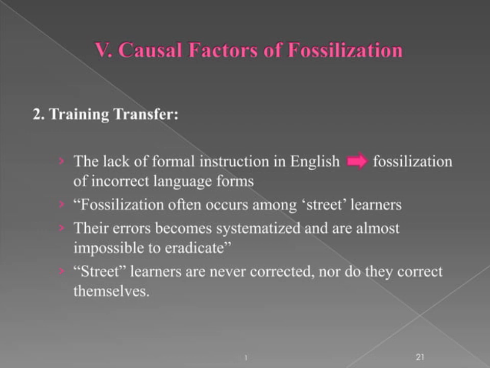We have training transfer: the lack of formal instruction in English leads to fossilization of incorrect language forms. Fossilization often occurs among street learners. Their errors become systematized and are almost impossible to eradicate. Street learners are never corrected, nor do they correct themselves.